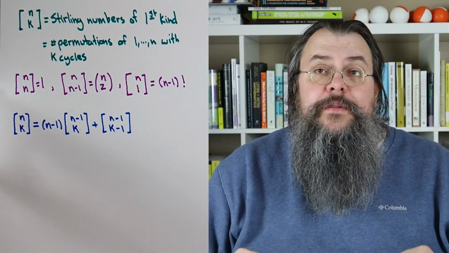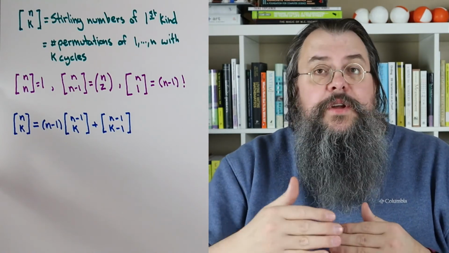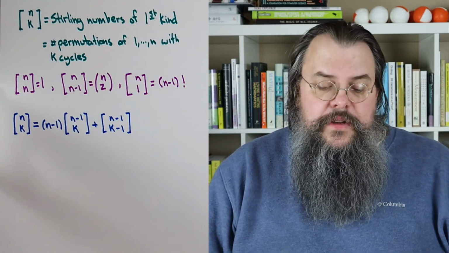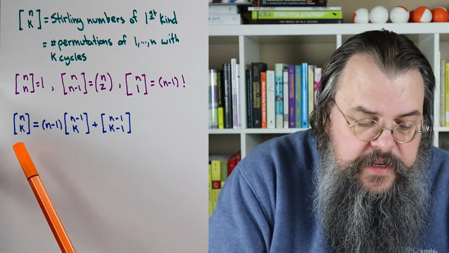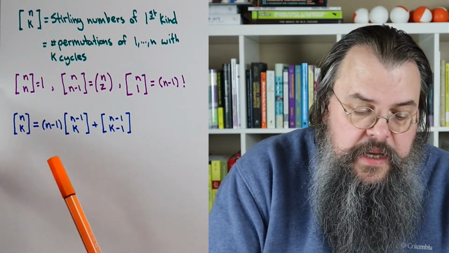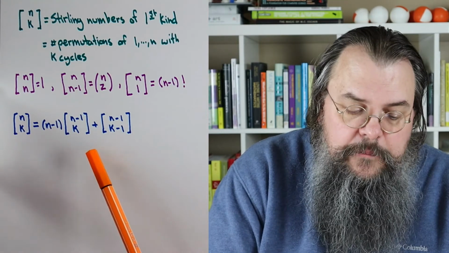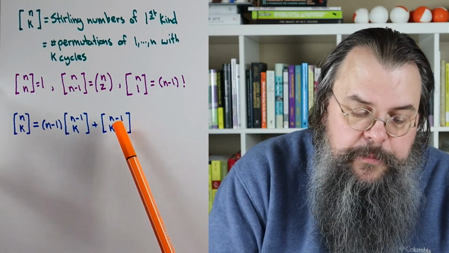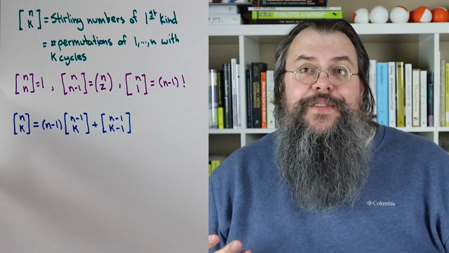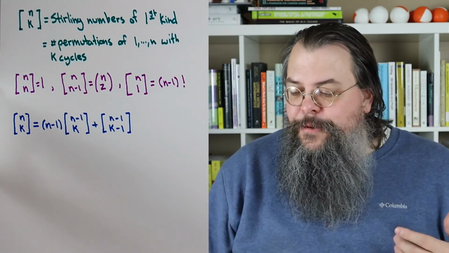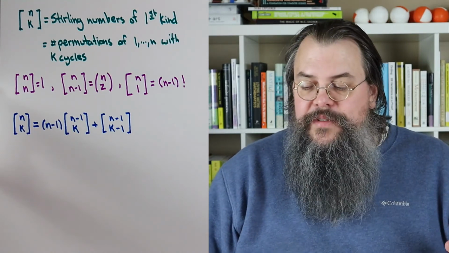Now, the Stirling numbers of the first kind also have a similar recursion that we've seen. So how does it work? It says if I want to compute the Stirling number of the first kind, n k, that would be n minus 1 times the Stirling number of the first kind, n minus 1 k, plus the Stirling number of the first kind, n minus 1, k minus 1. So how can we think about this? How does it work? Well, let's go back to our putting people at the tables.